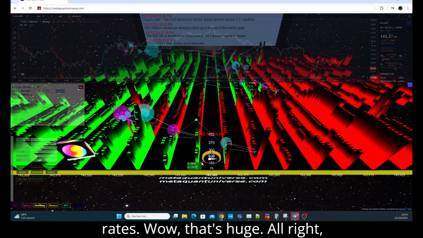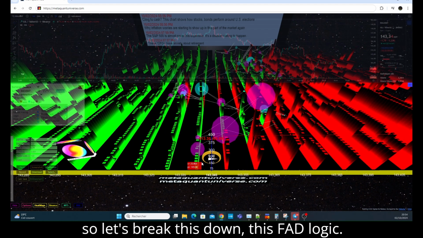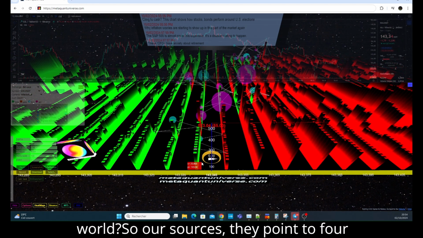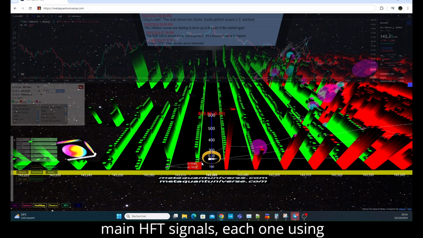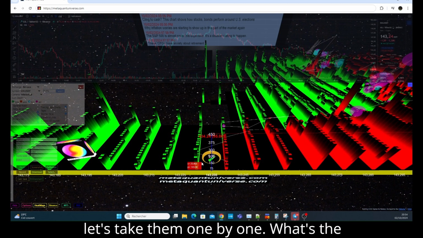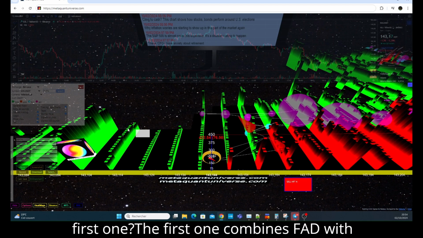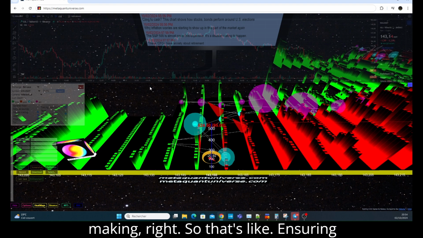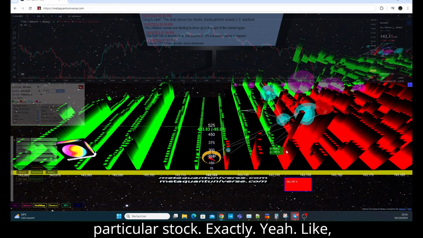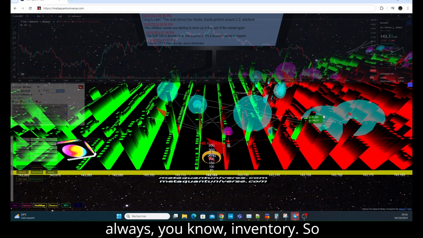Wow, that's huge. All right, so let's break this down, this FADE logic. How does it actually work in the real world? So our sources point to 4 main HFT signals, each one using FADE logic a bit differently. 4. Okay, so let's take them one by one. What's the first one? The first one combines FADE with something called market making. Market making, right. So that's like ensuring there's always a buyer or seller for a particular stock. Exactly, like a shopkeeper making sure there's always inventory.